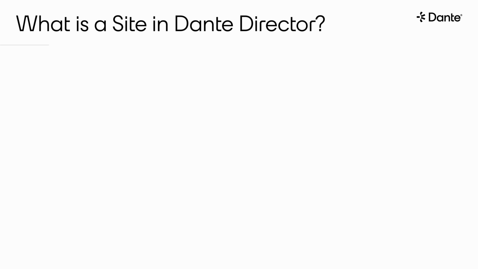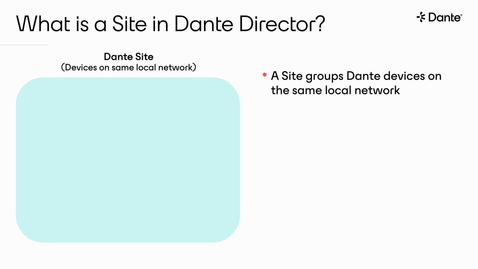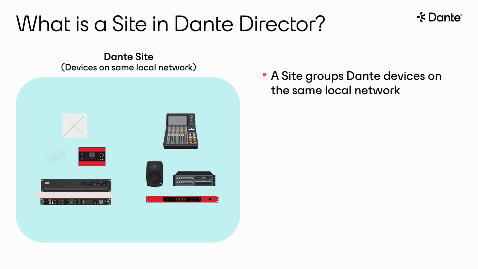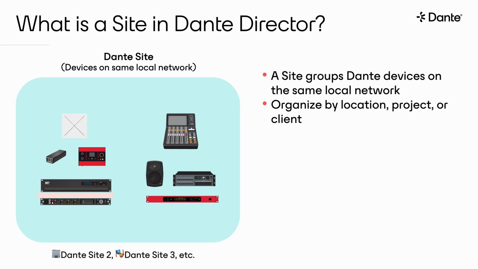In Dante Director, a site is simply a logical grouping of Dante devices that are on the same local area network. Think of it as a way to logically organize your devices, maybe by location, by project, or by client. Within a single Dante Director account, you can have multiple sites, and each one works independently.